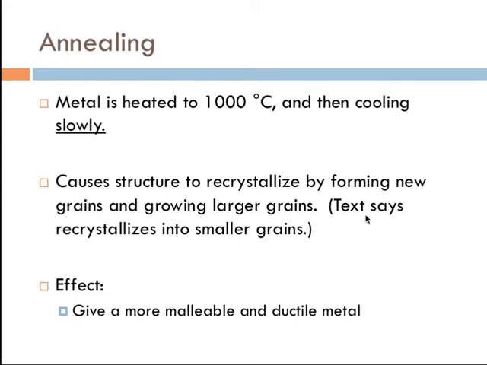The textbook, Catherine Brown, says that the metal recrystallizes into smaller grains. I'm not exactly sure that's quite true, but this whole heat treatment of metals is a study unto itself. Material science delves into this and materials engineering into a much greater degree. But the overall effect of annealing is that it does give you a more malleable and a ductile metal, and it is frequently done after the metal is cold worked.